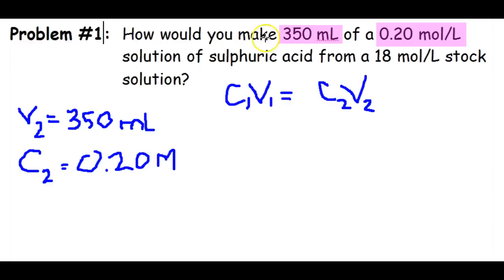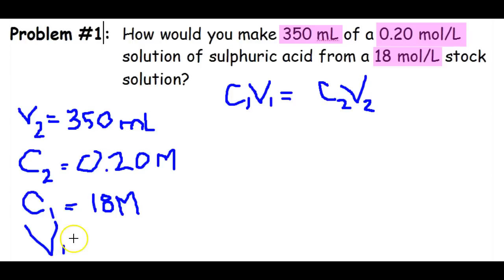All right, what else do I have? It looks like I have an 18 moles per liter stock solution. So that's my C1. So I'm going to write that out as one of my givens. So C1, and that's my 18 molar solution. All right, so it seems as though the only thing I don't know is my V1 in this situation.